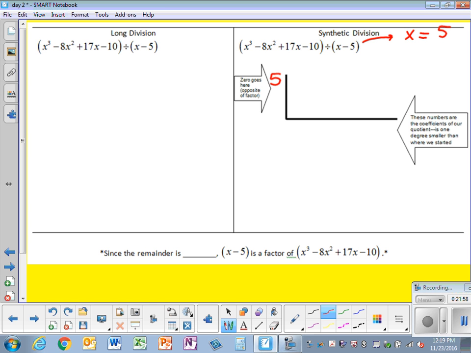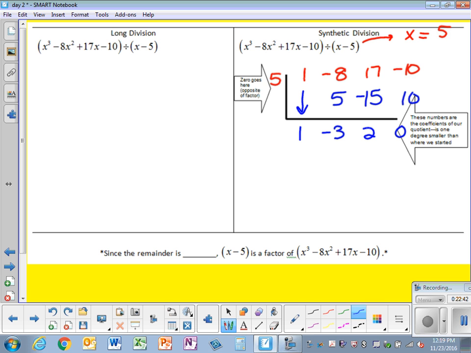Then I draw my L. Let me look at my dividend. My biggest exponent is 3. Let me make sure that everything is there and in order: x cubed, x squared, x, number. Take just the coefficients: 1, negative 8, 17, and negative 10. Remember the first one just comes down and we have 1. Multiply by 5, add. Multiply, add. I got 0. Multiply, add.